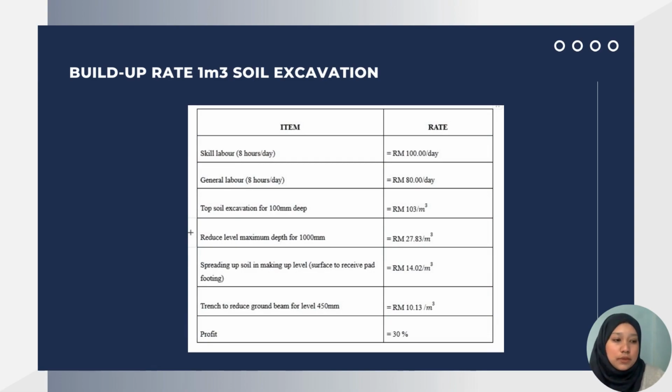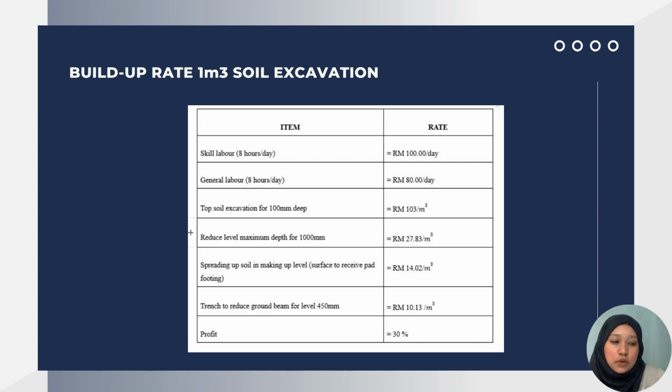Rate of general labor is 18 ringgit per day, so they work 8 hours per day. Rate of topsoil excavation for 100 mm deep is 103 per meter cube. Rate of reduced level maximum depth for 4000 mm is 27 ringgit 83 cents per meter cube.